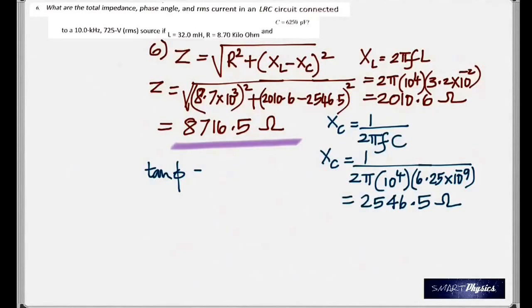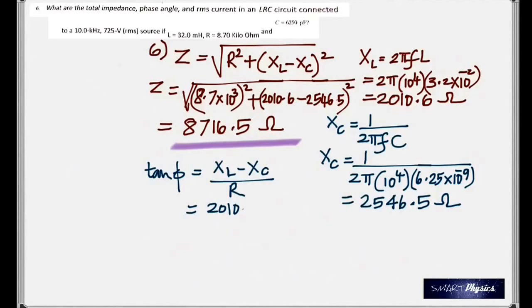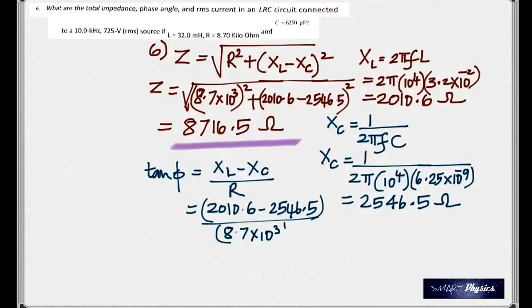Okay, so tan phi is XL minus XC divided by resistance. So that's the advantage of calculating XL and XC individually. See that? So now you have XL and XC. All you got to do is just take the difference divided by the resistance. And here a negative matters, doesn't it? Because you're going to get that negative. XC is greater than XL, and so tan phi is going to be negative.